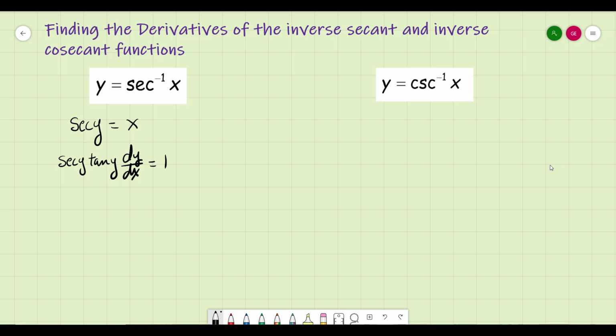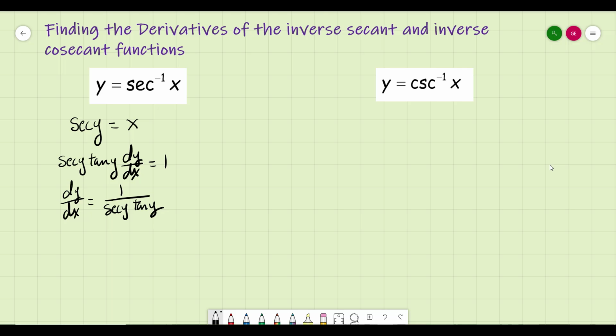Now, of course, we have to get dy dx by itself, just like in all the previous videos, where we've had to do this type of solving. And so we get secant y tangent y. Well, again here, notice we have secant y and tangent y. We already know what secant y is. Secant y is going to be x, but we don't know what tangent y is.